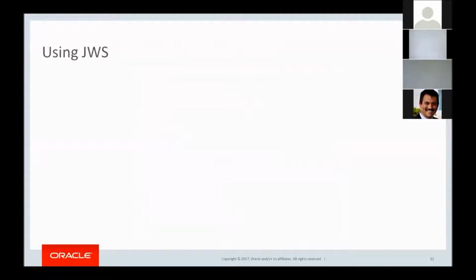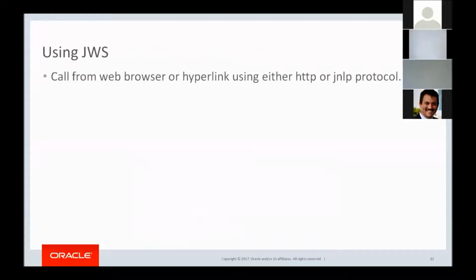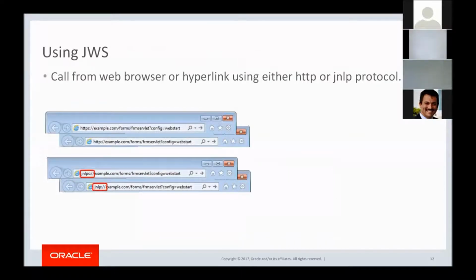So let's actually put this into practice. We want to use Java WebStart, but we're not really sure how we want to launch it. I mentioned that you could start your application from a web browser or hyperlink, and you could do that with either the HTTP or JNLP protocols. In the first two little browser snapshots there, you can see how you would potentially do it with HTTP or HTTPS. Out of the box, we deliver an example configuration called webstart. You certainly could customize that in any way you want, but either of those would start the Java WebStart application containing your form. On the bottom, you'll see two new protocols that you probably haven't seen before.